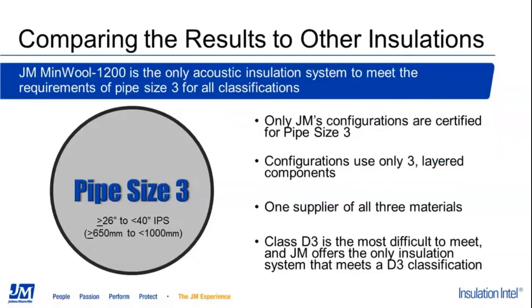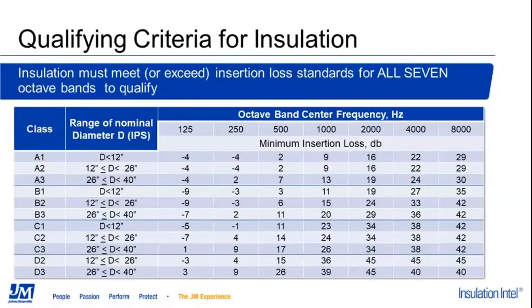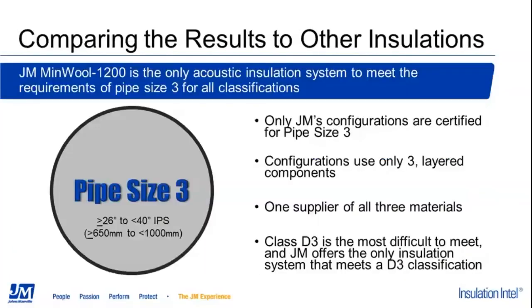When you are looking at the performance of different acoustic systems, it's important to keep several things in mind. As I mentioned earlier, all of our systems, all of our configurations were tested to the pipe size 3 requirement for each of the classes, which within each class is the most difficult to meet. If you take a look at the table, you can see that the insertion loss requirements for an A3, B3, or C3 or D3 is higher at certain octave frequencies than it is for the A1 or the A2. So we did test all of our configurations to the most difficult requirement within each class.